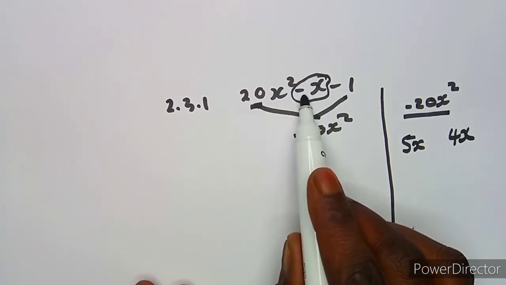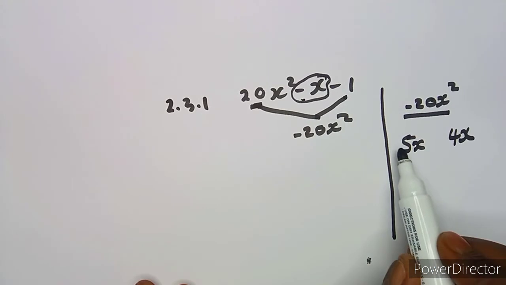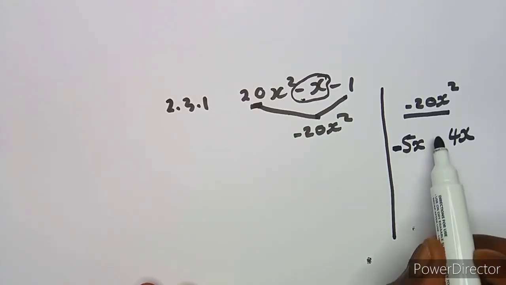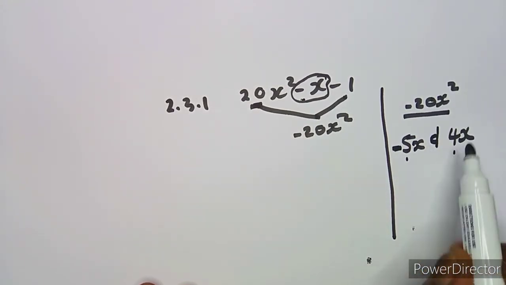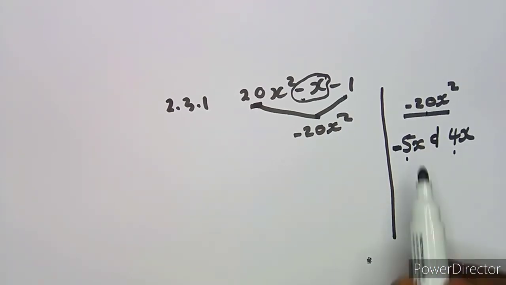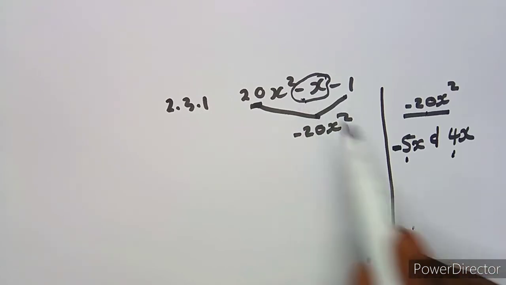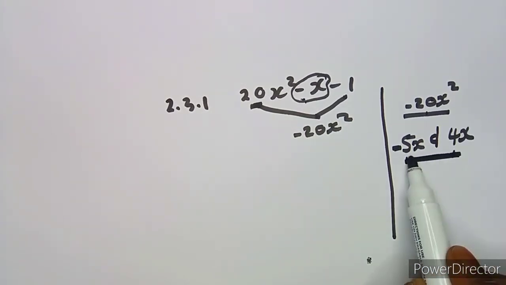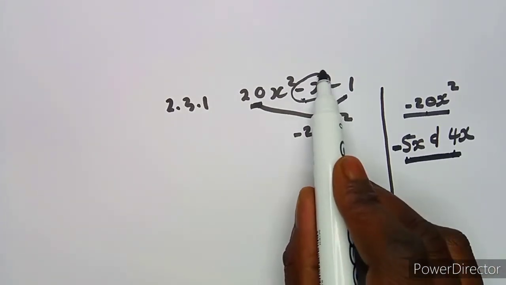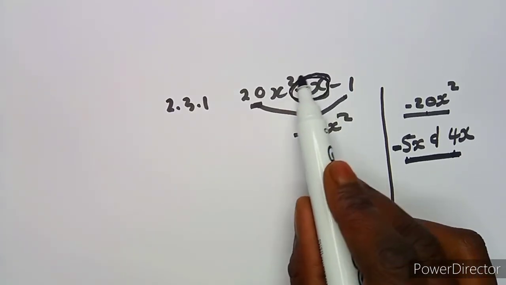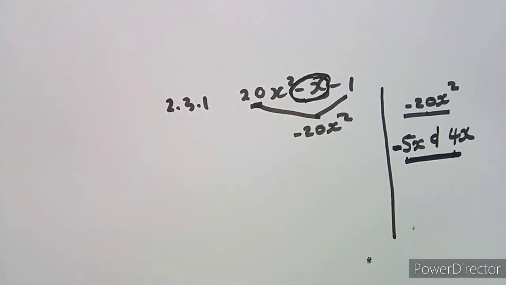Because we need a negative x, we shall have this as minus 5x. If we multiply these two, we obtain minus 20. If we add minus 5 plus 4, we obtain minus 1x. So these are the two numbers that we are going to replace into the middle term here. You substitute them into the middle term.